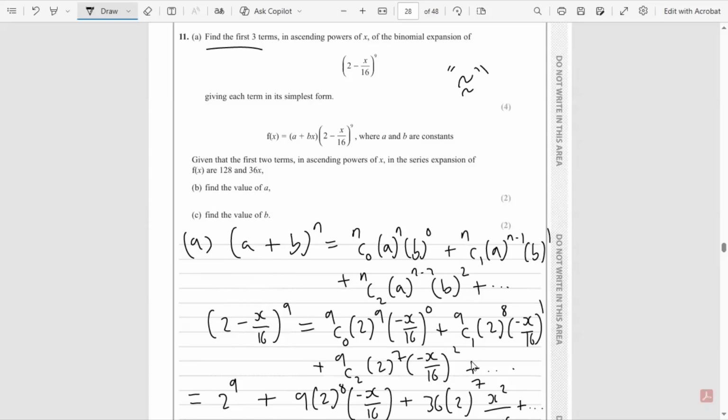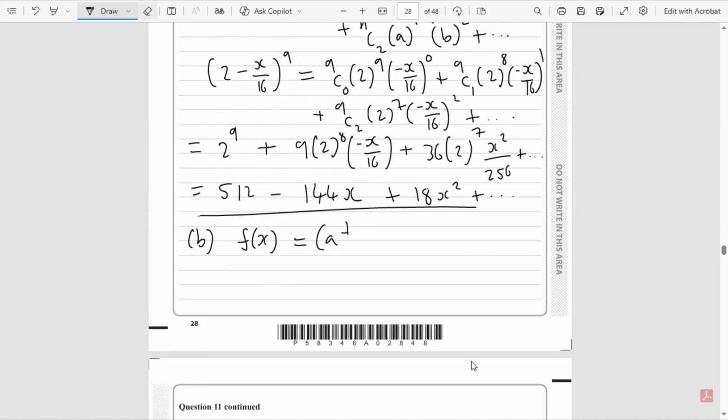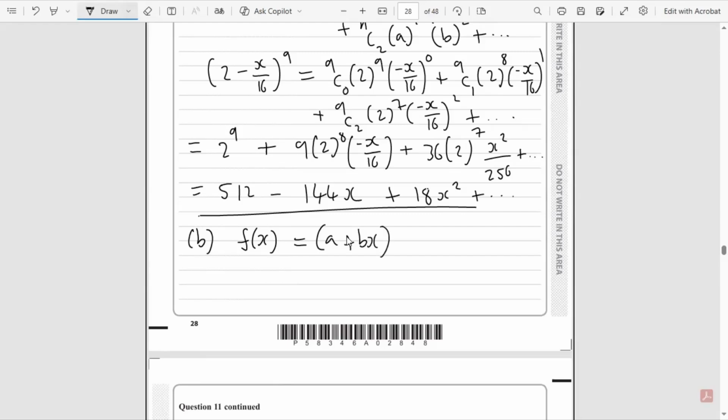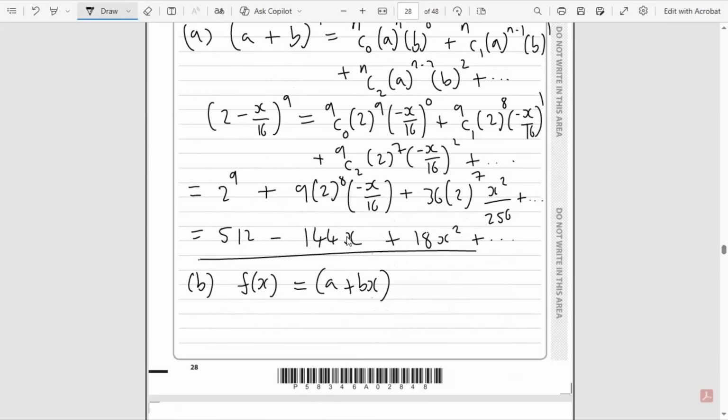Now, just logically speaking, it makes sense if we rewrite this f of x using our part A answer. So let's do this down here. Part B, we know that this function is a plus bx, and then multiplied by the expansion before. So I'm just going to use my part A answer here. So a plus bx, and then times 512 minus 144x plus 18x squared plus dot, dot, dot. Okay, that is our function.